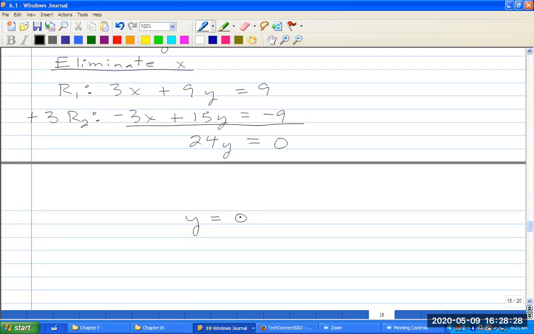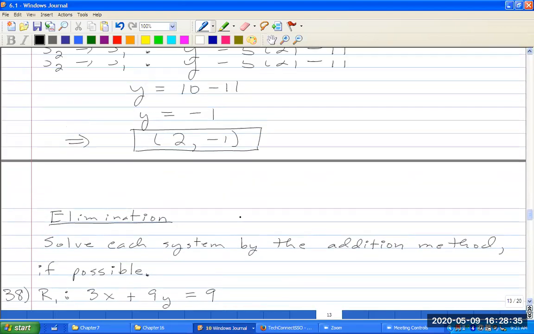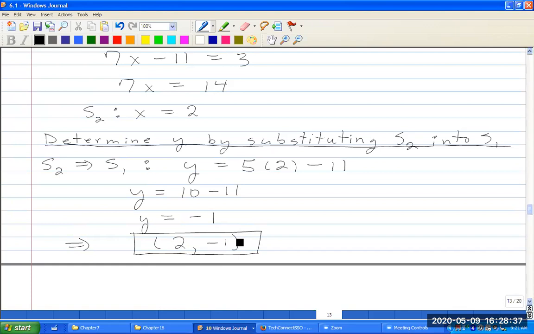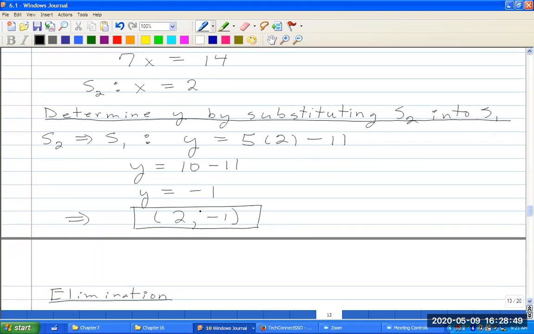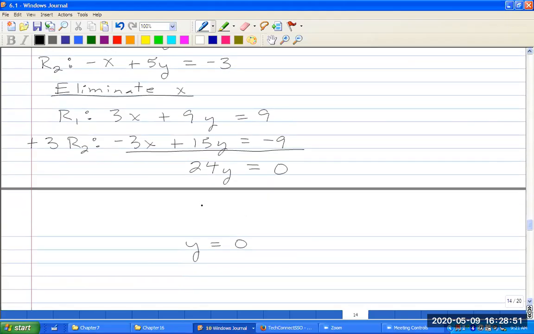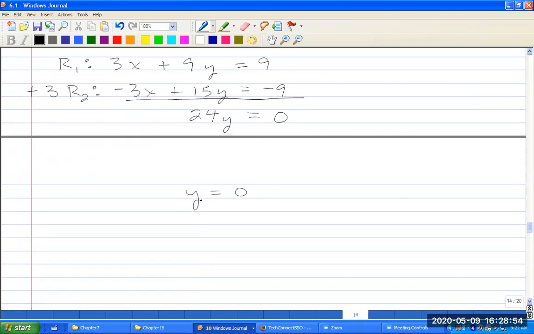Oh, and I guess I should say this. I'm usually kind of lazy. So rather than writing the solution as an ordered pair, usually I'll just assume that you can write it as an ordered pair. Once I have solved for one variable, I'll just box it and say, well, that's the solution for that particular variable. So I know y equals 0.